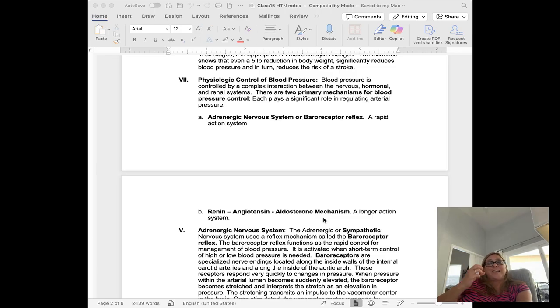So unfortunately, when that constricts the blood vessels, especially in the carotids, we have baroreceptors. If it picks up high stress or high pressure, it will try to do things to decrease that blood pressure.